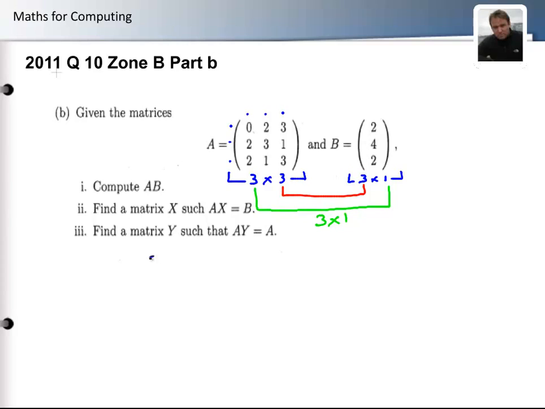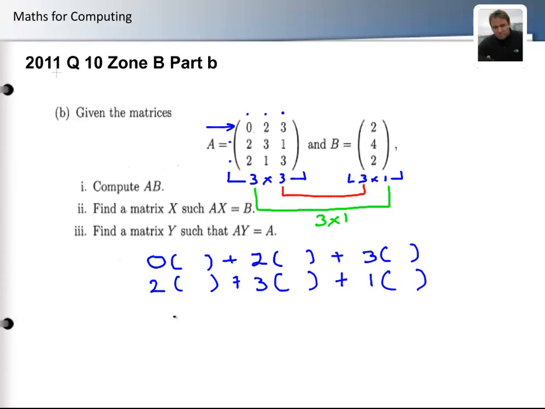So first row, and we're going to leave little blank spaces after each. So I'm doing the first row of A, and I'm going to leave little blank spaces after each number. I'm going to do a big summation here. Okay, 2 times something plus 3 times something plus 1 times something, and then the last row, 2 times something plus 1 times something plus 3 times something. And this is matrix multiplication.